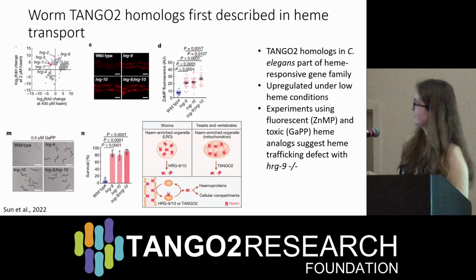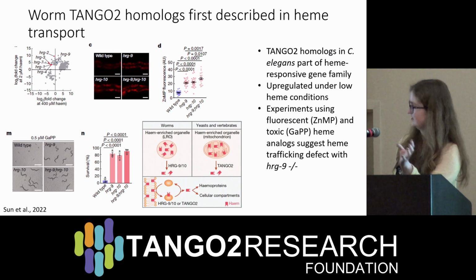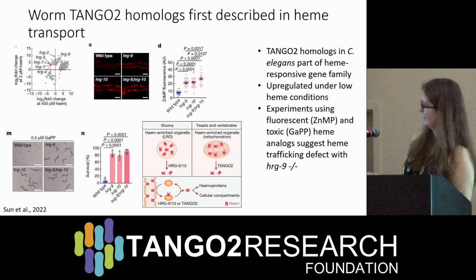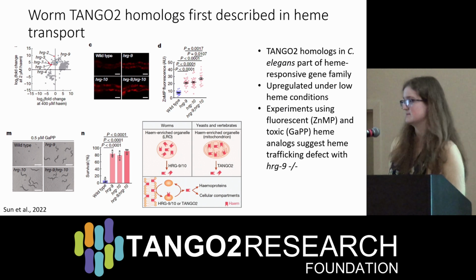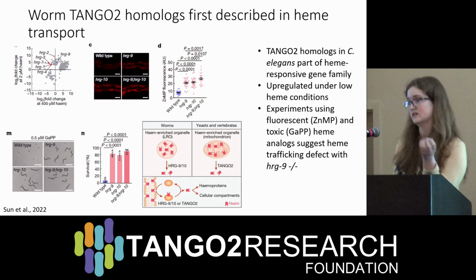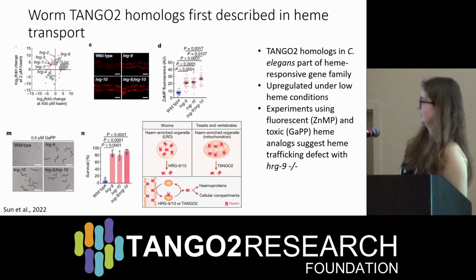When they fed their worms this fluorescent heme compound, they found that in worms that don't have these TANGO2 lookalikes, HRG9 and HRG10, they were getting all of this beautiful red fluorescence inside the worm intestines. These are two worm bodies, and these are all the nice bright red intestinal cells. That led them to think that maybe this heme compound is getting stuck, so the worms are having problems moving heme within the cell.